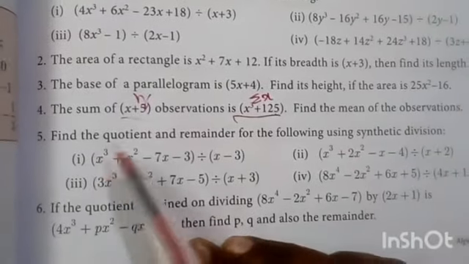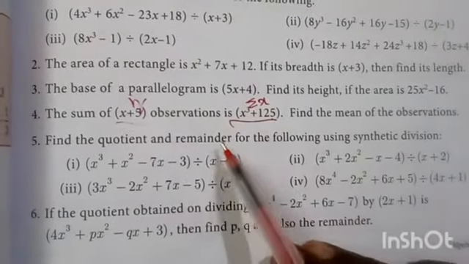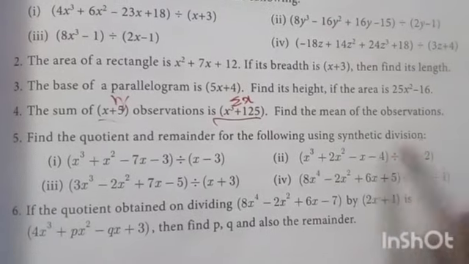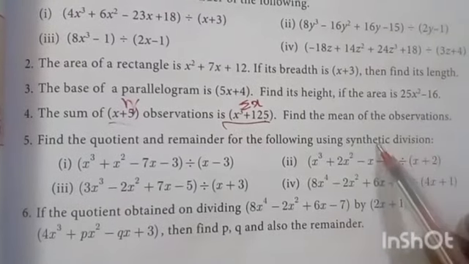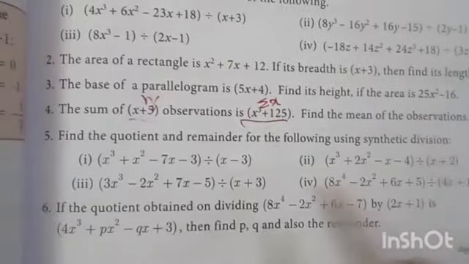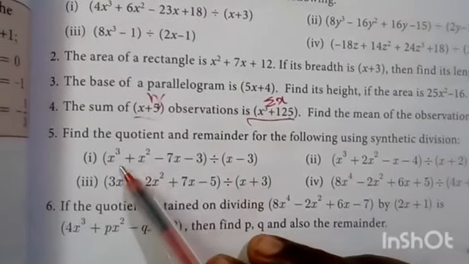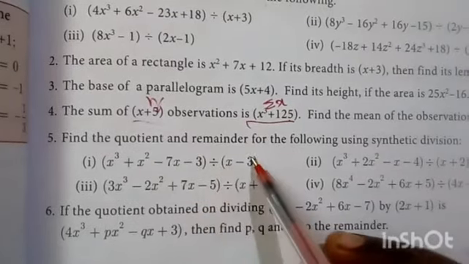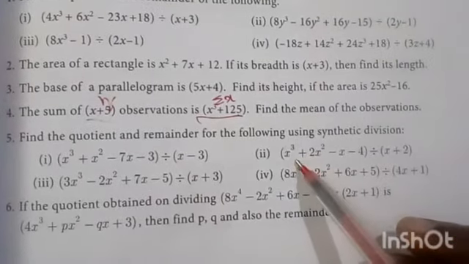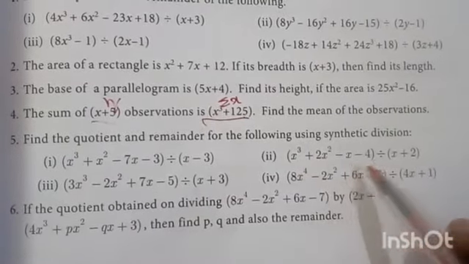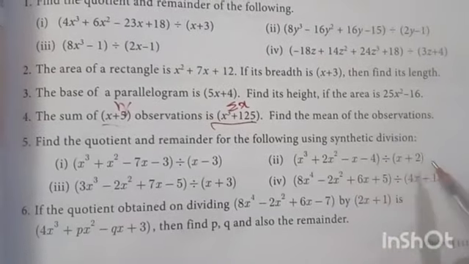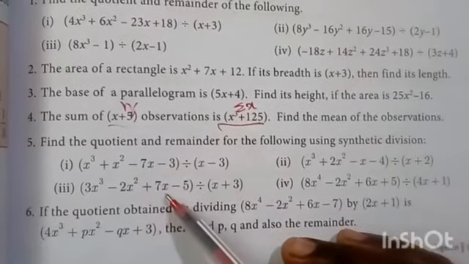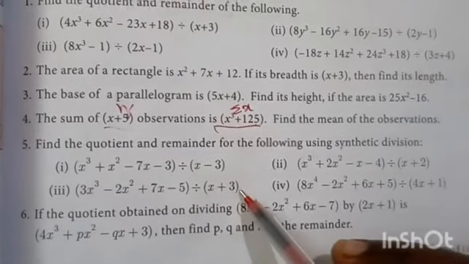Fifth question. Find the quotient and remainder for the following using synthetic division. Synthetic division is a new method for you. The first expression is x cube plus x square minus 7x minus 3 divided by x minus 3. Second question, x cube plus 2x square minus x minus 4 is divided by x plus 2. The third is x cube minus 2x square plus 7x minus 5 divided by x plus 3.